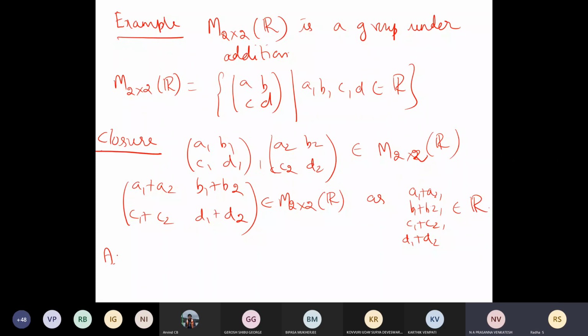Then the associative property. Matrix addition is always associative. Even matrix multiplication is also associative. Commutative and associative properties depend upon the operator. Addition and multiplication are commutative and also associative, so you need not verify that. It's very obvious. So you can write matrix addition is associative.